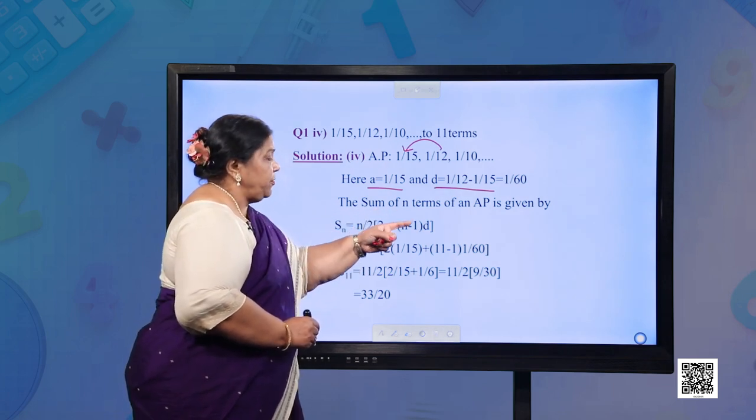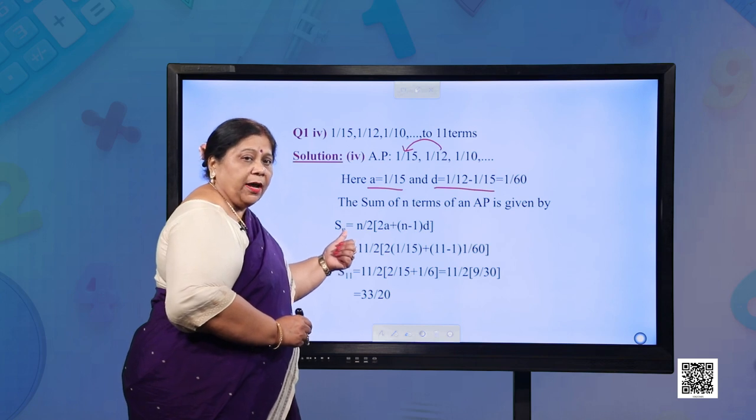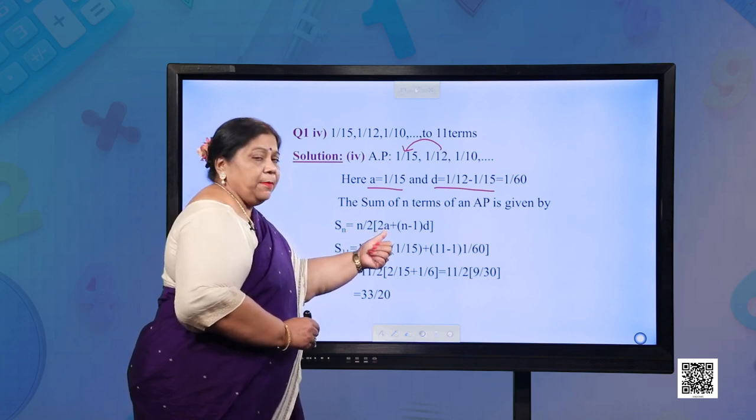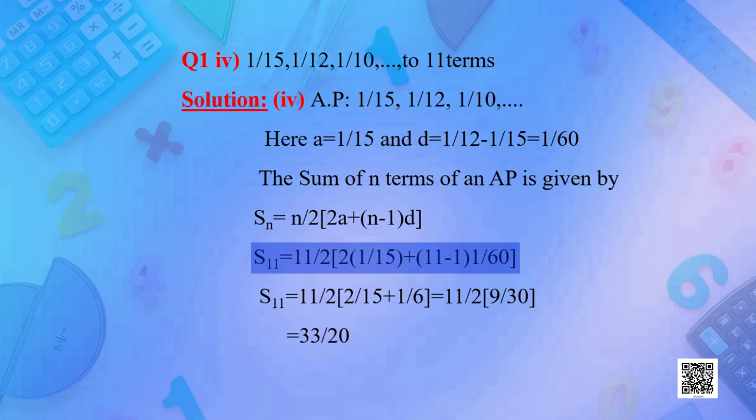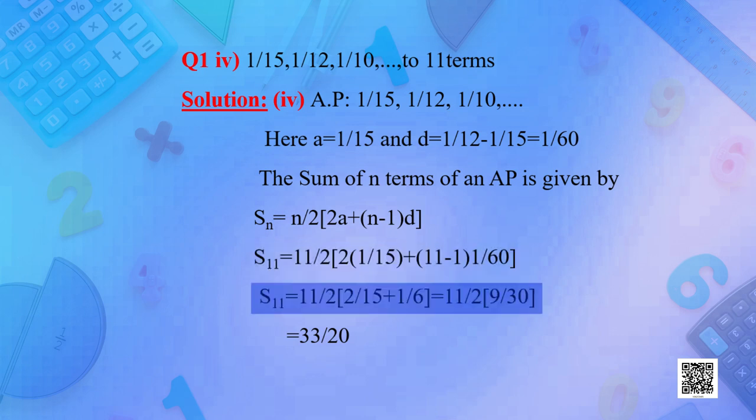Sum of the n terms of an AP is given by the formula Sn is equal to n upon 2 into 2a plus n minus 1 into d. So, S11 is equal to 11 upon 2 multiplied by 2 into 1 upon 15 plus 11 minus 1 into 1 upon 60. That is equal to 11 upon 2 into 2 upon 15 plus 1 upon 6. That is equal to 11 upon 2 into 9 upon 30, which on simplification gives us 33 upon 20. I hope it is clear.